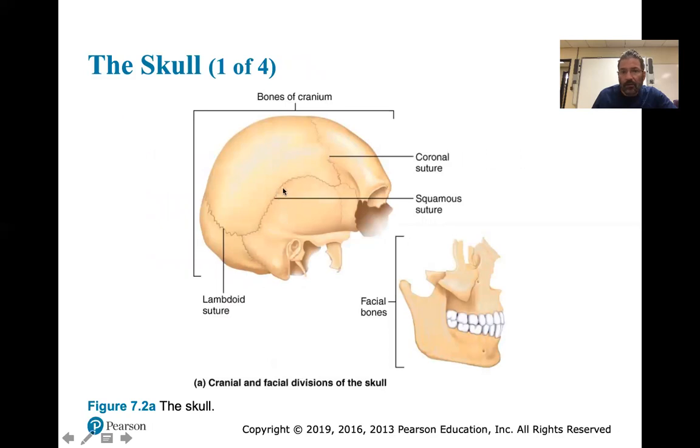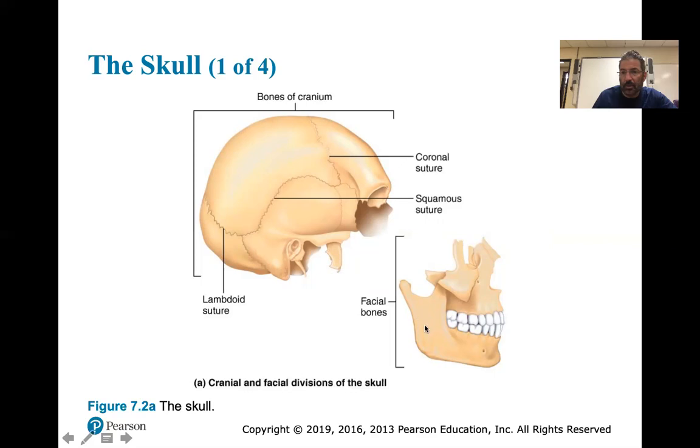So there are these squamous sutures, right? And there's the coronal, named by the plane it's in. Sagittal, transverse, coronal. Remember all those. There's a lambdoidal suture, named for lambda, the Greek letter. That's how they named it.